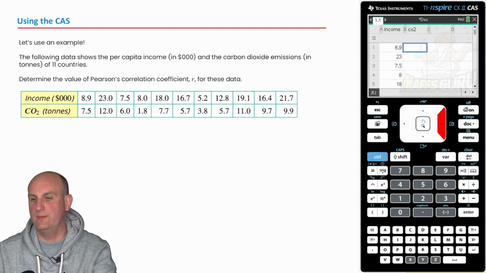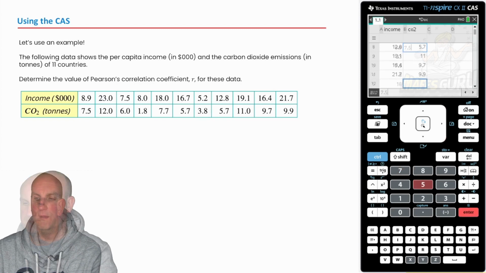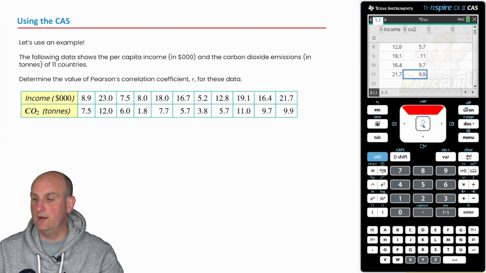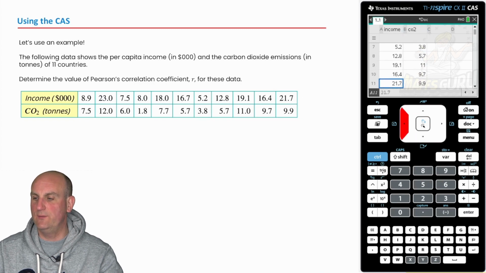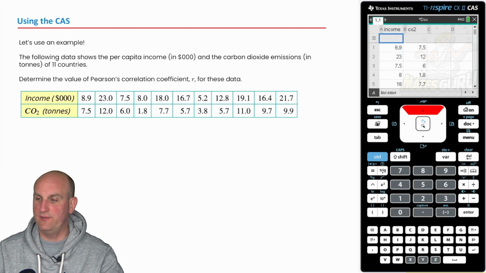Right, so what I'm going to do now is put my CO2 in. And again, having put my values in, I'm just going to scroll up and have a quick look to make sure it makes sense. There we go. So that certainly is one way of doing it. Now, there are lots of ways of finding the value of R, but this is the best way that I can think of at this moment in time.